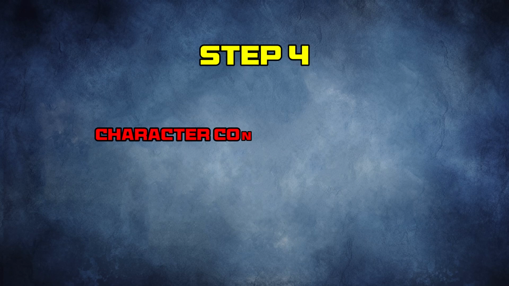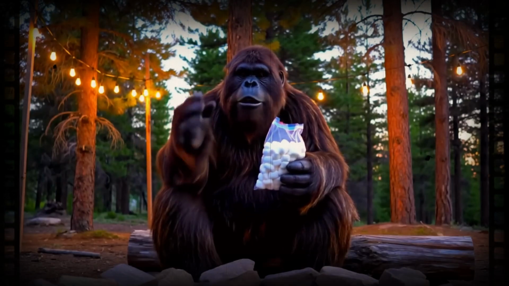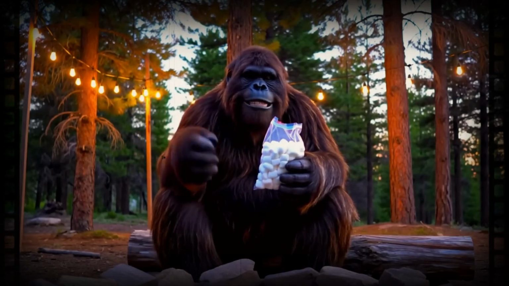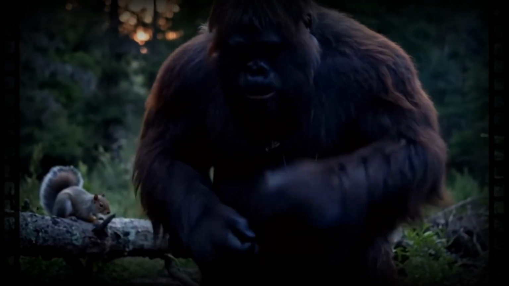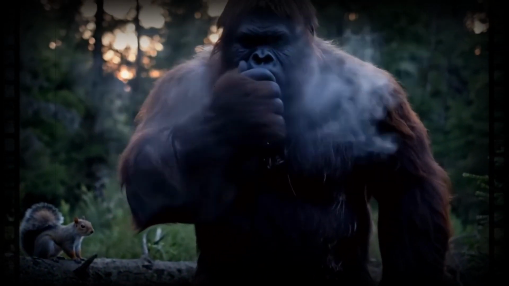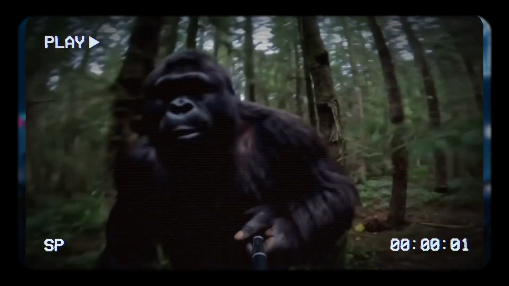Step 4. Character consistency fixing. One of the most difficult things about AI video generation is that your character, Bigfoot in this example, may not appear consistently in all your scenes. He may have varying fur or be taller in one scene than another. Here's how to correct for that in Flow.